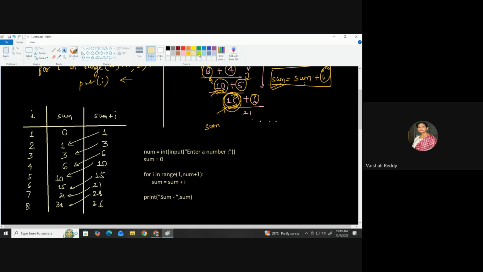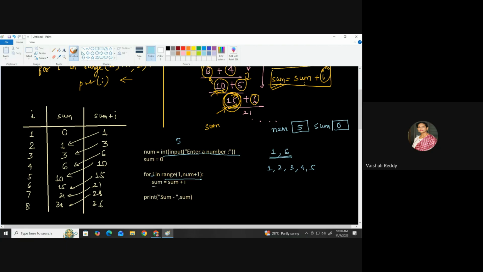Okay, let me walk you through it. Now see, I'm not typing the code in VS Code. I have written it here in the paintbrush. Now let me check whether my understanding is correct. I will assume that you entered a number 5. So the number I've entered is 5, and the sum we have considered to be 0. Now for i in range 1 comma num plus 1. So num plus 1 is 6. That means this will generate 1, 2, 3, 4, 5. Correct? So these are the numbers.